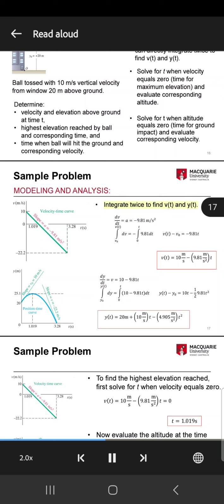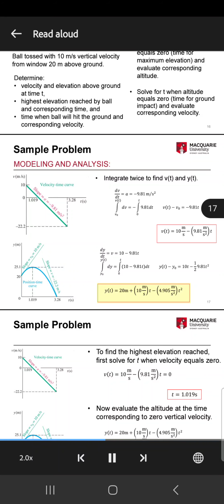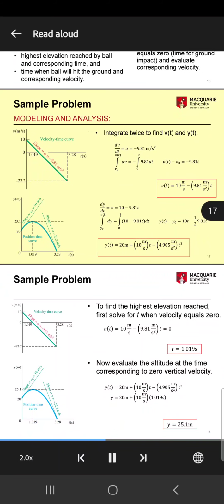Sample problem. Integrate twice to find v(t) and y(t). v(t) equals 10 m/s minus (9.81 m/s squared) t. y(t) equals 20 meters plus (10 m/s) t minus (4.905 m/s squared) t squared.